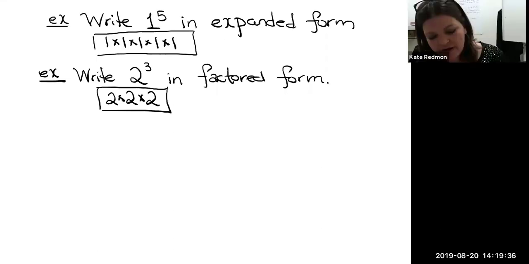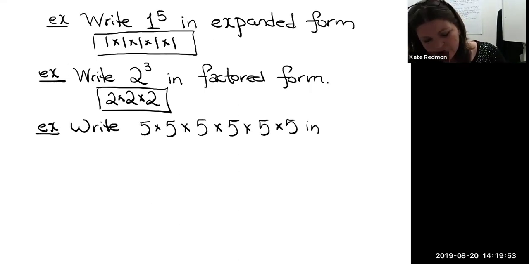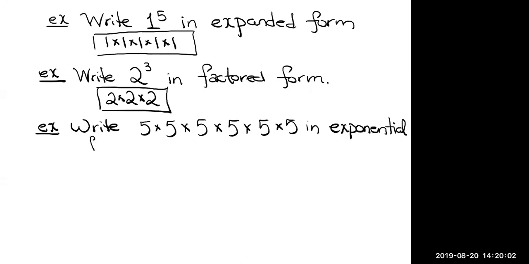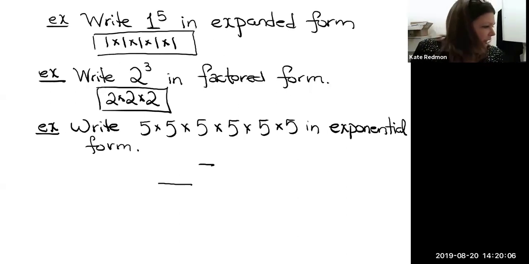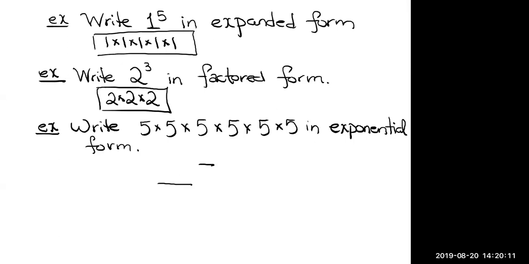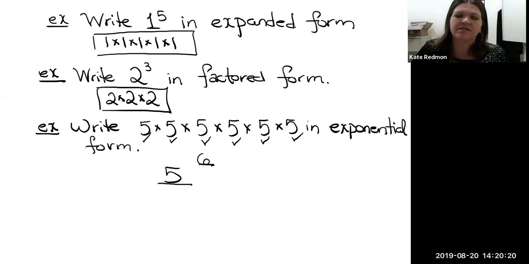Or I could flip it around on you, and I could ask you to write something that was in expanded form, and then ask you to put it into, what did we call the other form? Anybody remember? Exponential form. There we go. So if I'm going to write it in exponential form, remember I need a base and a power, or an exponent. What would my base be? 5 with the power of 6. Absolutely. The base would be 5. 5 is the number multiplying. And how many times, David? 1, 2, 3, 4, 5, 6. So that's 5 to the 6th power.